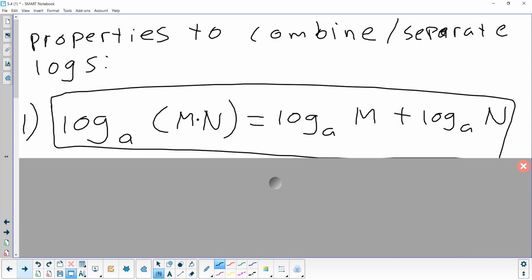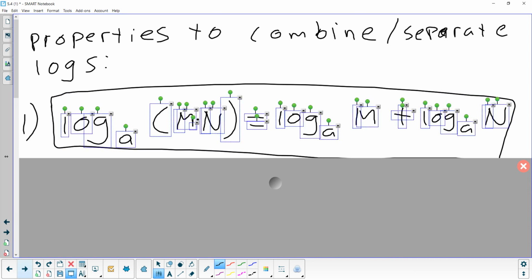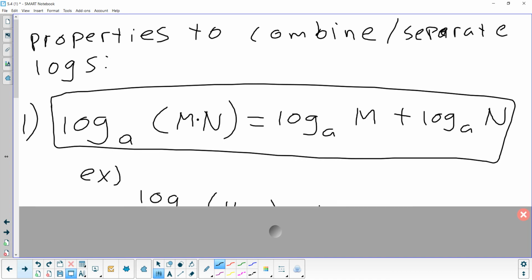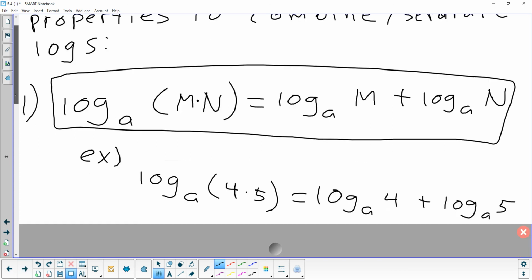So when the argument is a product, you can split it as a sum. The first argument is the first factor. The second argument is the second factor. And the base stays exactly the same as what it was originally. So there's an example with numbers.